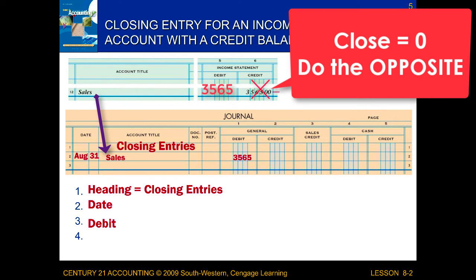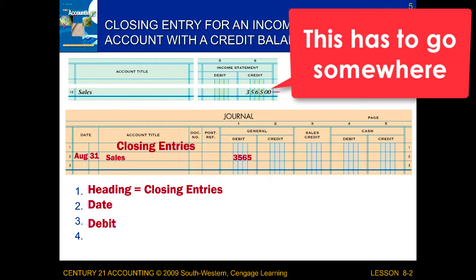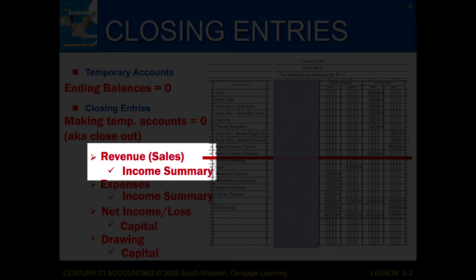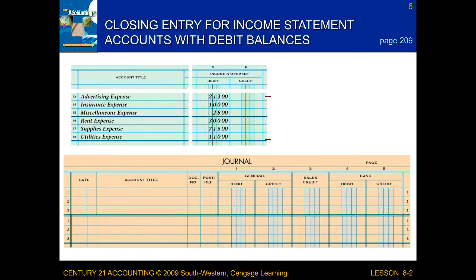Now in the journal, the debit gets listed first. So I'm going to write down sales, and I'm going to debit it $3,565. In the journal, if I have a debit, I have to have a matching credit. Now remember, when I close out sales, that number has to go somewhere. If we take a look back a slide, we're going to drop that number into the income summary account. So I'm going to credit income summary. And again, it has to be equal to the debit, so I'm going to credit it $3,565.